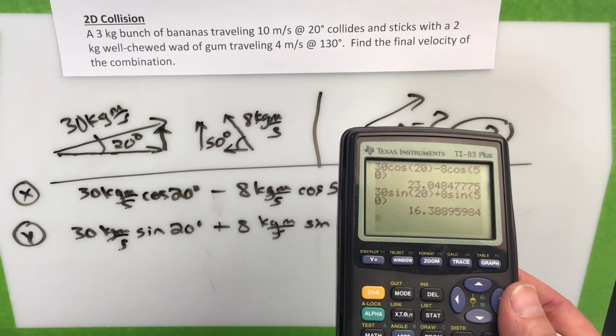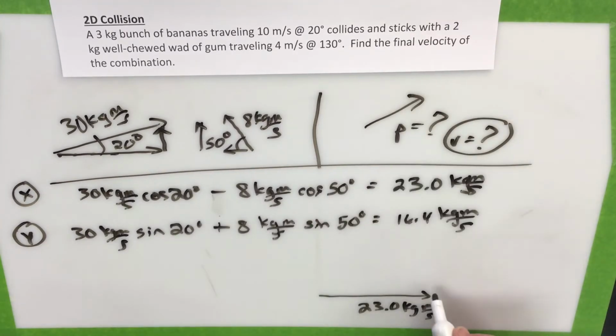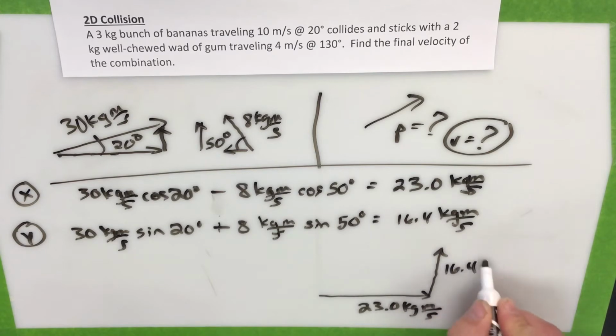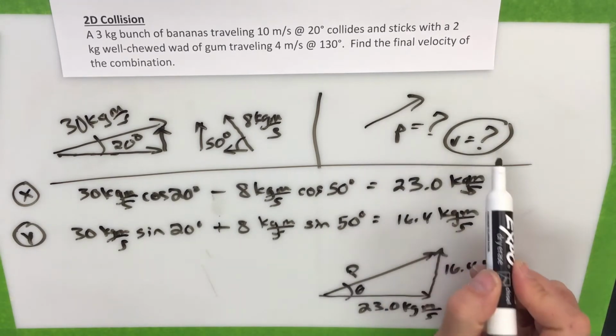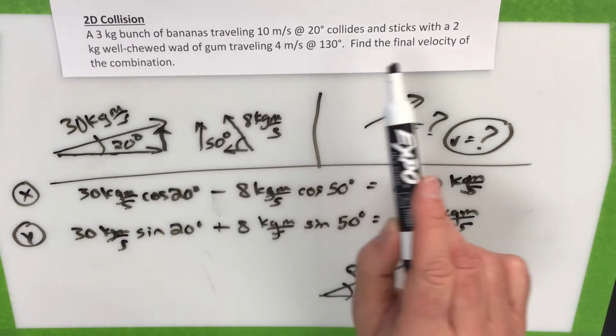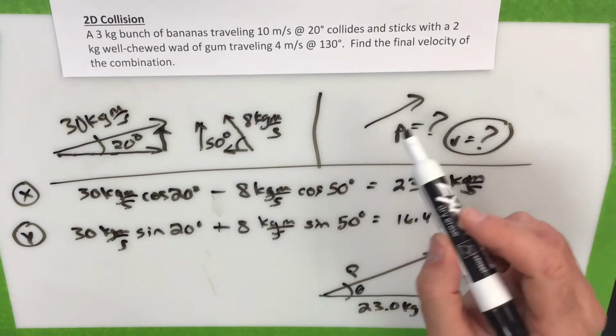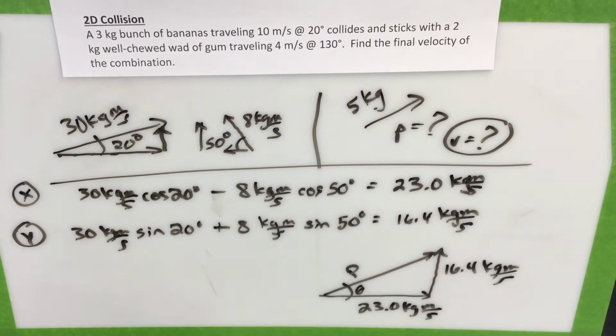Now let's draw this final solution. Draw the first vector and then the second one added to it, 16.4 kilogram meters per second. That's the angle we're looking for, and this is the momentum. Gives you the momentum, then you have to divide by the total mass. They stick together, so this would be 2, 3, 5 kilograms. 5 kilograms, and the velocity is unknown.